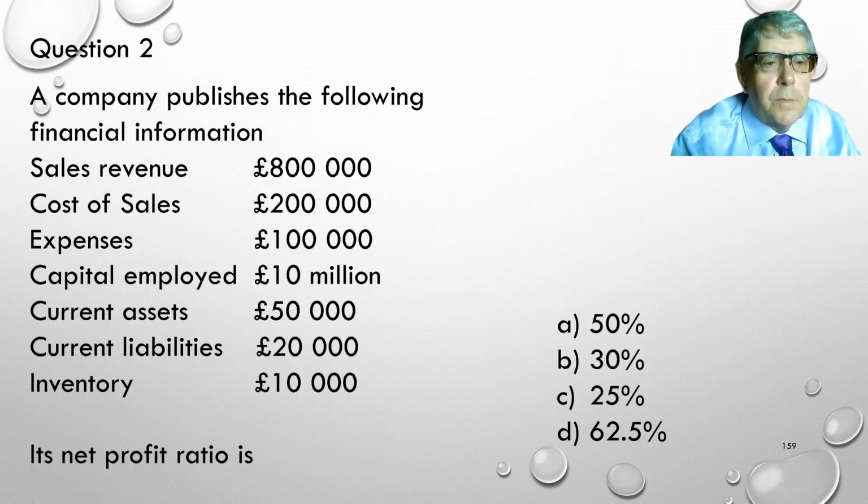Question 2. A company publishes the following financial information. Sales, 800,000. Cost of sales, 200,000. Expenses, 100,000. Capital employed, 10 million. Current assets, 50,000. Current liabilities, 20,000. Inventory, 10,000. Its net profit ratio is A, 50%, B, 30%, C, 25%, D, 62.5%.